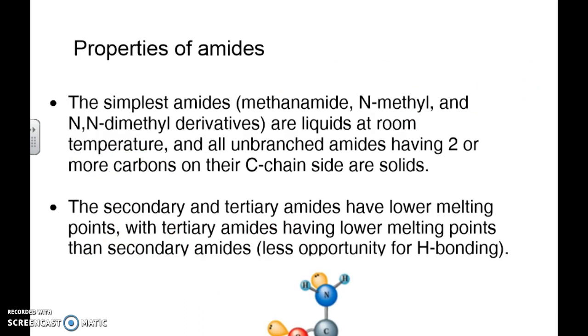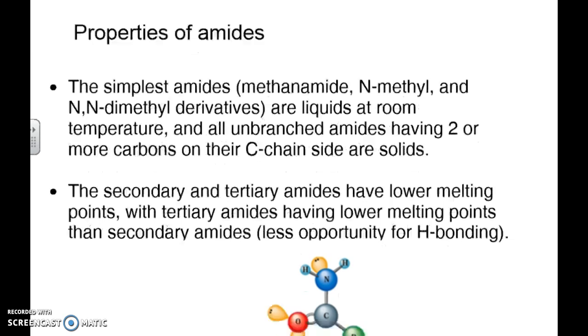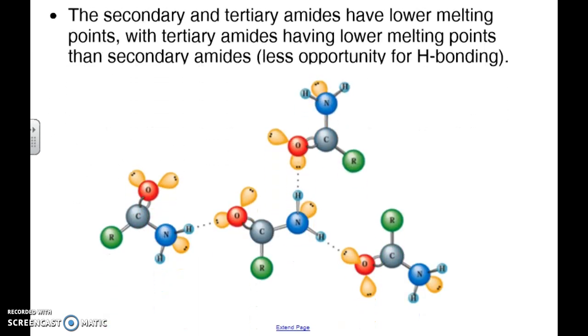Now, the simplest amides are considered liquid at room temperature. And as they become secondary and tertiary, they have lower melting points, because there are fewer opportunities for hydrogen bonding to occur. Remember, hydrogen bonding is going to occur at this NH group, within the cloud of an oxygen from the C double bonded O. That's the spot where the hydrogen bonding could occur.